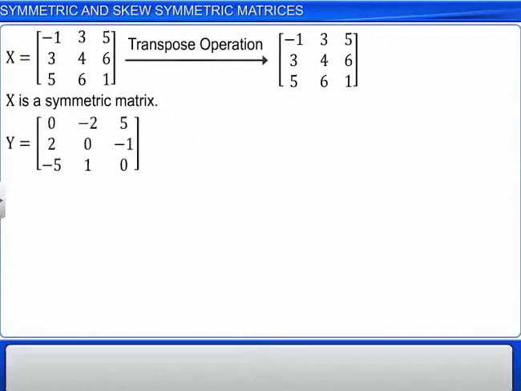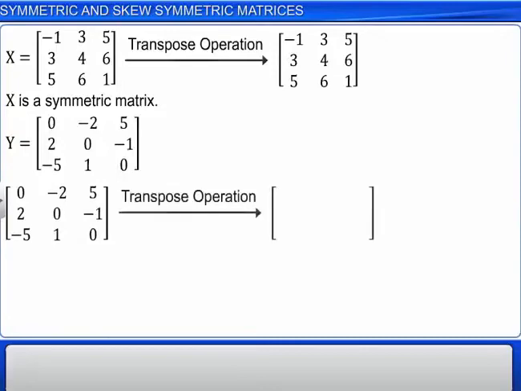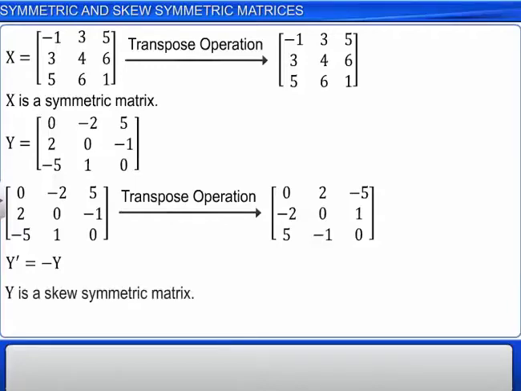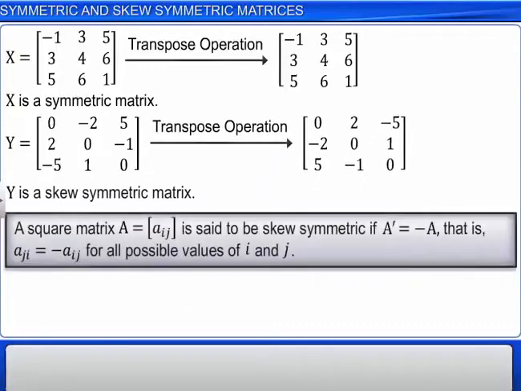Let's observe another property associated with the transpose of a matrix. Let's find the transpose of the matrix, shown here. We can observe that the transpose is equal to the negative of the matrix. In this case, Y is called a skew-symmetric matrix. A square matrix is said to be a skew-symmetric matrix if its transpose is equal to the negative of itself.